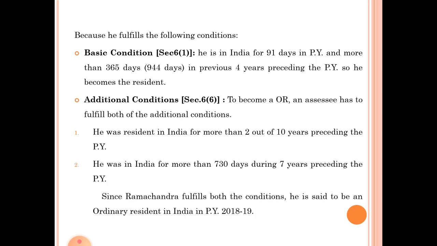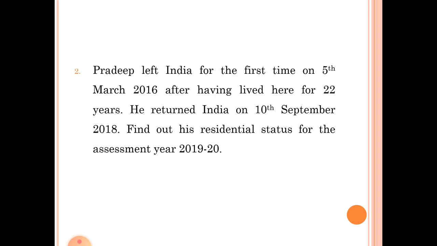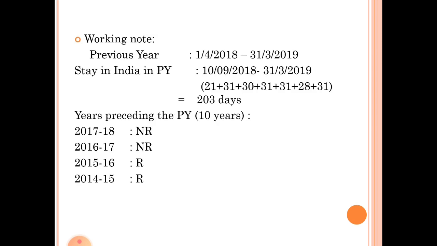Let us solve some more problems. You can understand the calculation better. See the second problem. Pradeep left India for the first time on 5th March 2016 after having lived here for 22 years. He returned to India on 10th September 2018. Find out his residential status for the assessment year 2019-20.